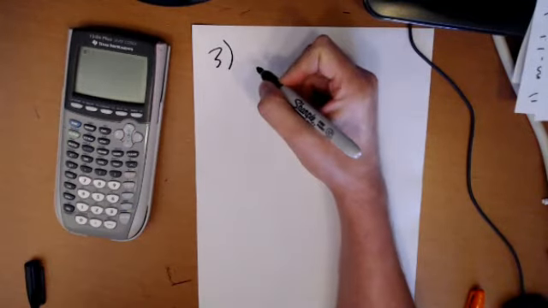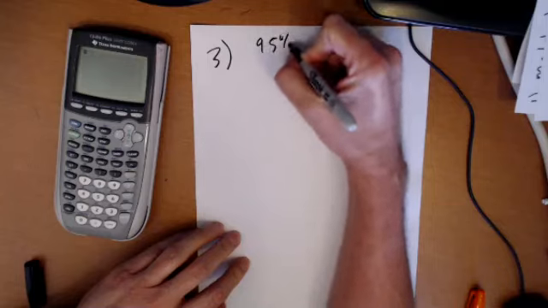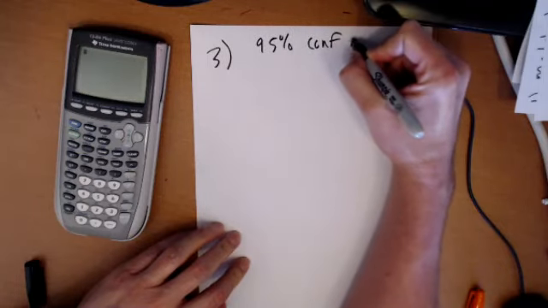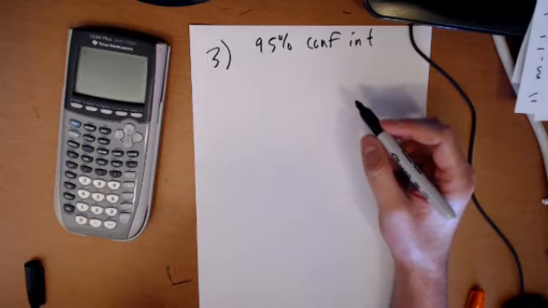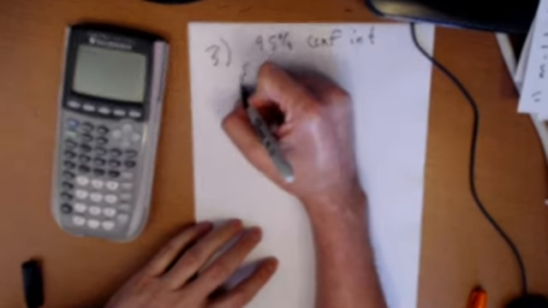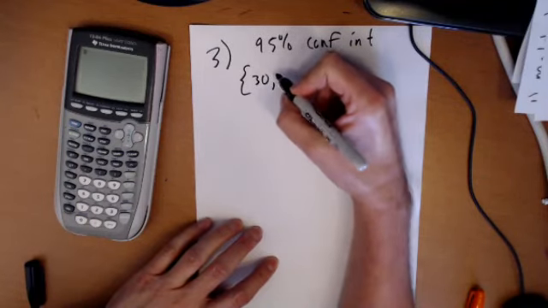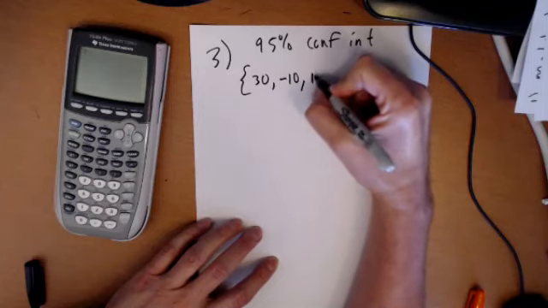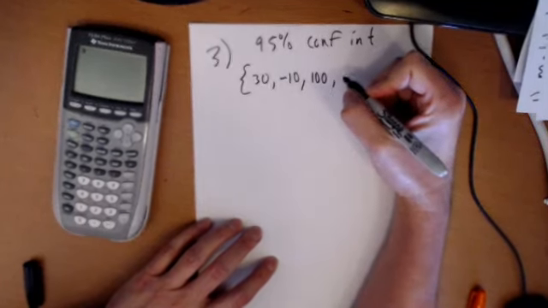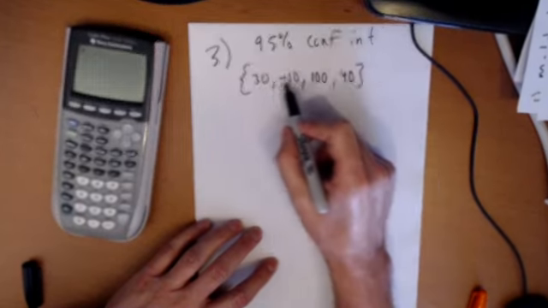Hey folks, problem number 3. They want us to make a 95% confidence interval. And they give us matched data, matched pairs. Okay, so first step is we need to subtract. Subtract down: 30, negative 10, 100, and 40. If this was a test, I would probably use my calculator to get those numbers.